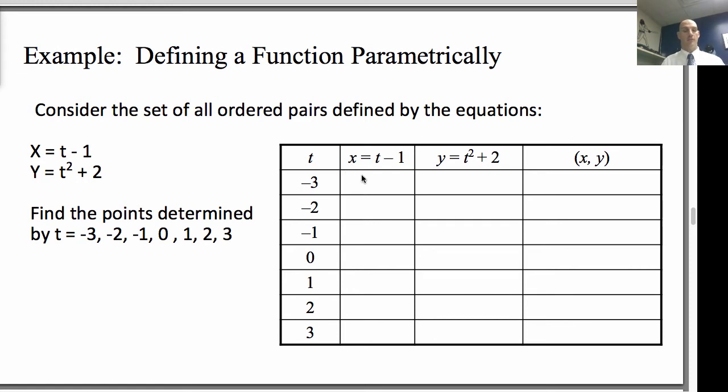Well, this is what it looks like. If I take t minus 1, that's -3 minus 1, so this would be -4. t squared plus 2 would be 9 plus 2, which is 11, and so my ordered pair would be (-4, 11). Okay? And so when you do parametric functions, you're taking 2 variables that are defined by some other variable t.